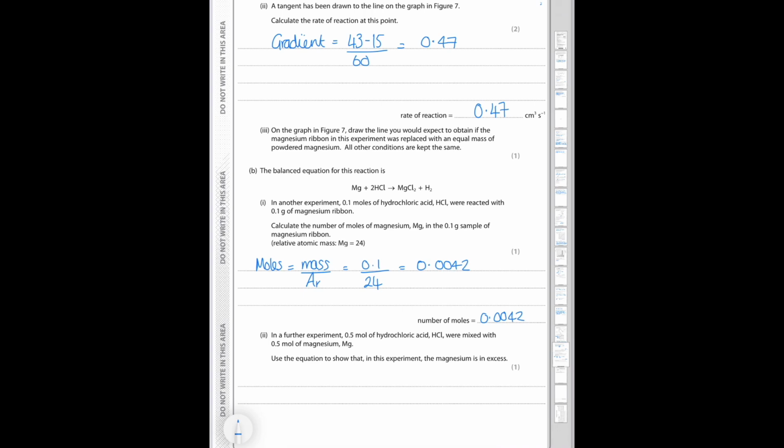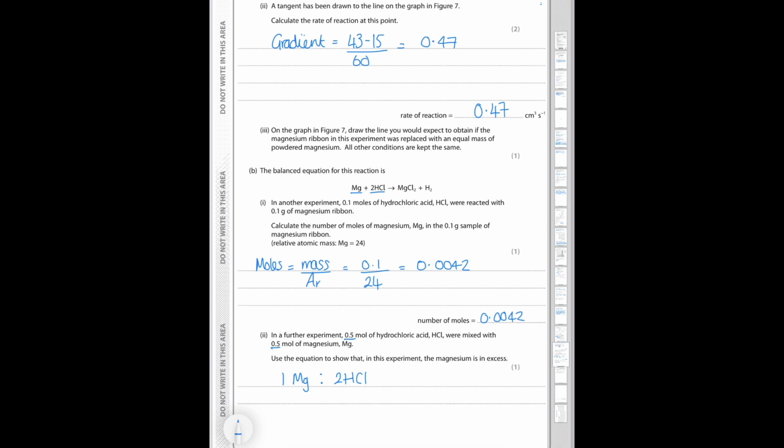Now for part 2, in a further experiment, 0.5 moles of hydrochloric acid were mixed with 0.5 moles of magnesium. Use this equation to show that in this experiment magnesium is in excess. So if we look at our equation there, we can see that 1 mole of magnesium reacts with 2 moles of hydrochloric acid.